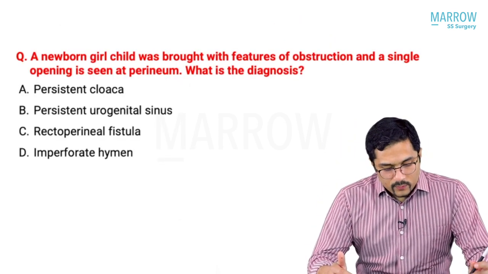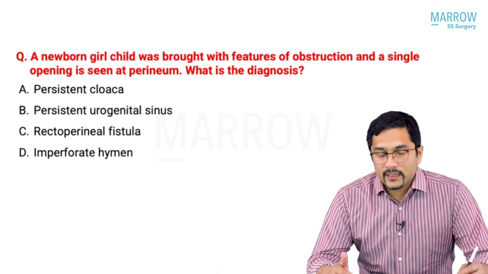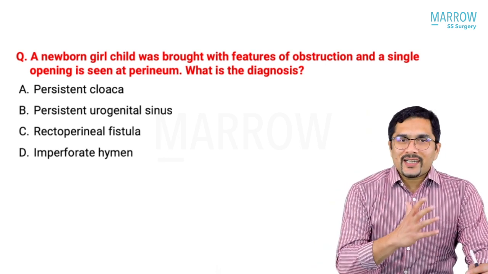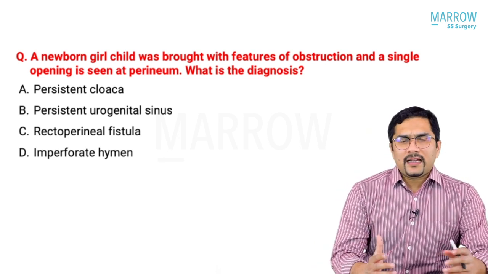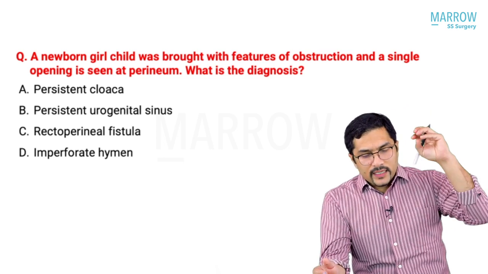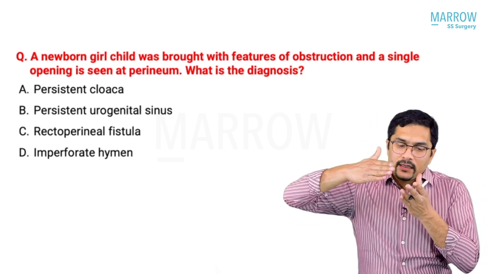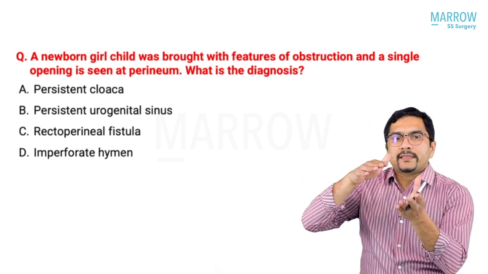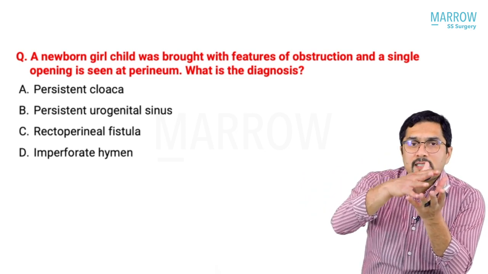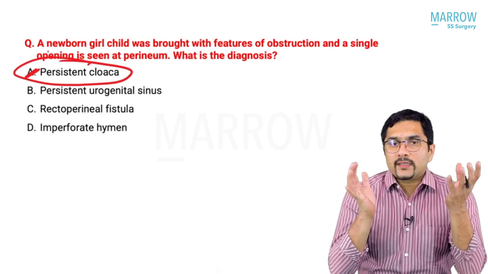A newborn girl was brought with features of obstruction and a single opening was seen in the perineum. What is the diagnosis? So this was a question related to pediatric surgery, and I think it was a very easy question. The whole point is that they've said there is a single opening, right? Single opening means that the fecal passage, the urinary passage and the reproductive passage are common. So there is a single opening. This single opening is known as a cloacal opening.